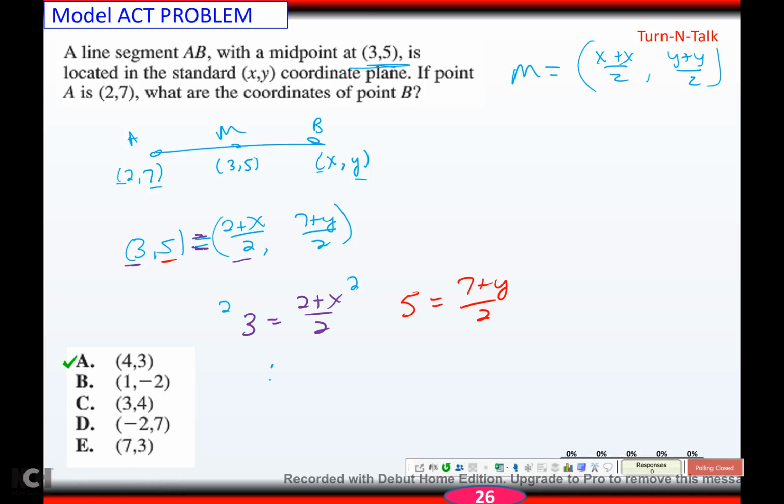Multiply by 2. I get 6 equals 2 plus x, minus 2. I get x equals 4. This one times 2, I get 10 equals 7 plus y, minus 7. I get y equals 3. So the other endpoint has coordinates at 4, 3. Yeah? That's completely drawn wrong, but whatever. You know that. Okay.